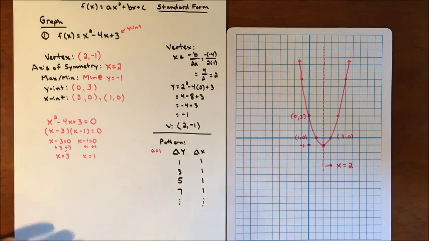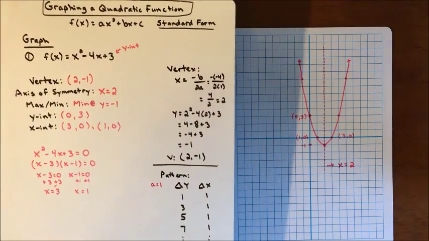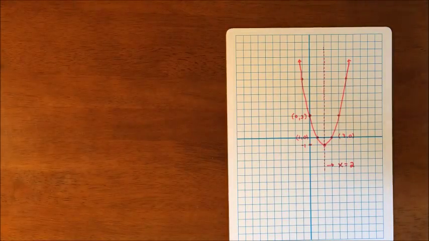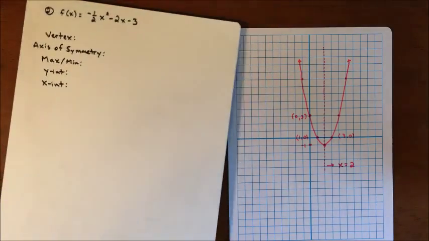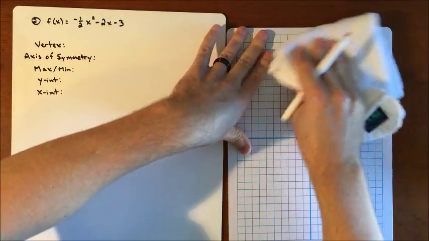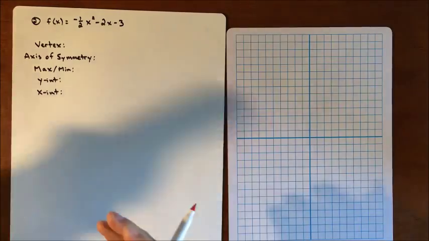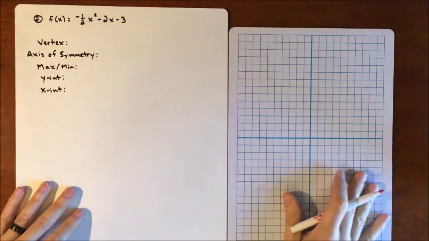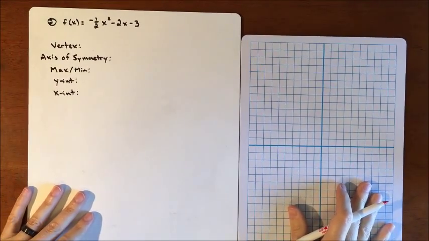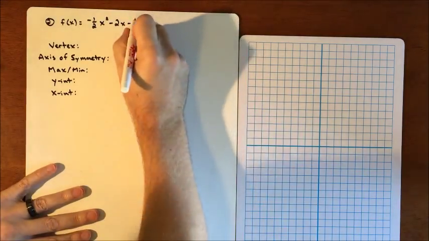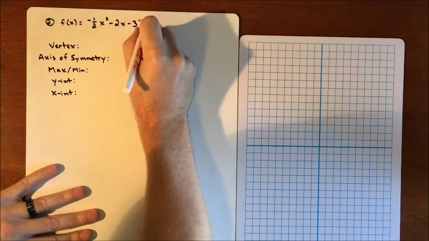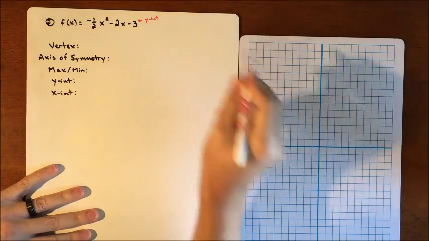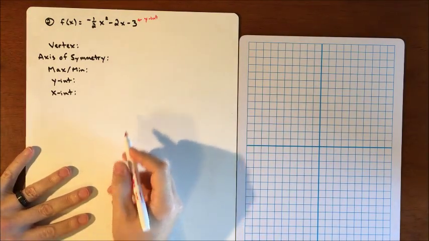All right, so let's do one more. A little bit more complicated one. But all the math is going to be identical to what we just did there. So we have this one. So right away, I know that this is going to be my y-intercept. That'll be a nice check for us as we graph it.